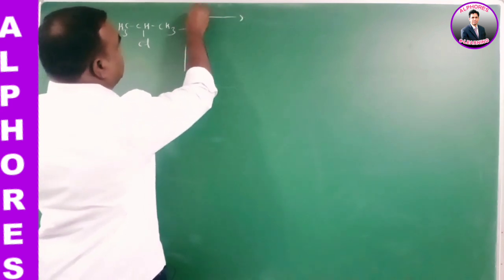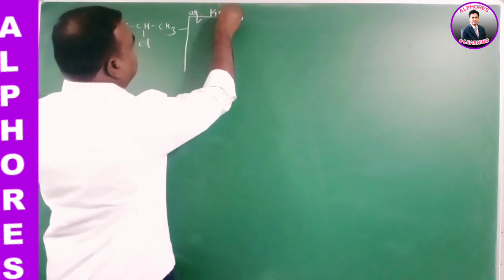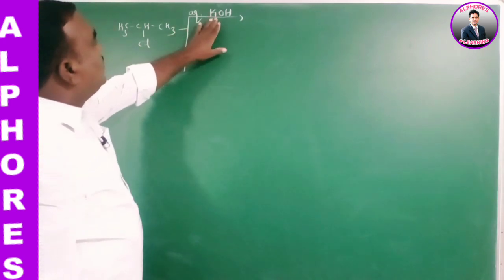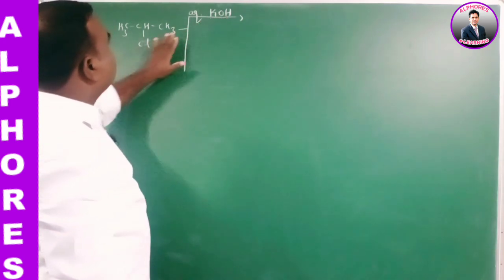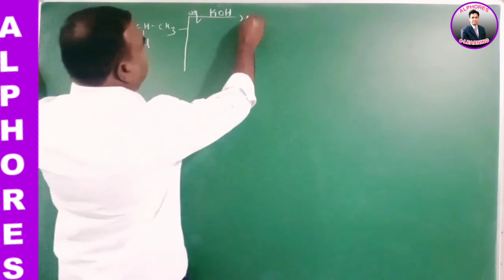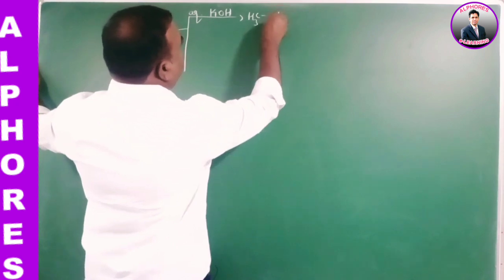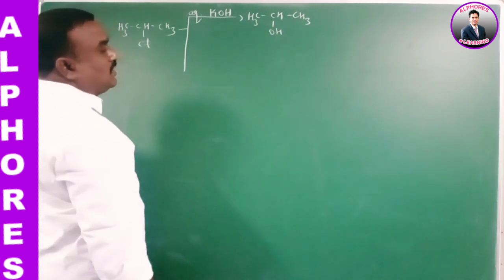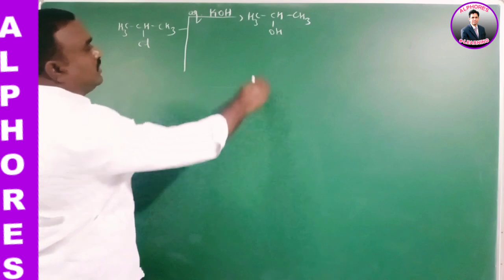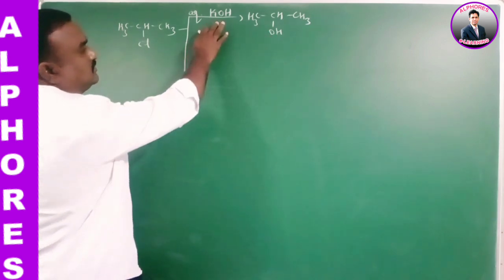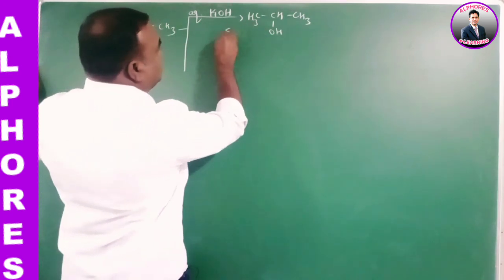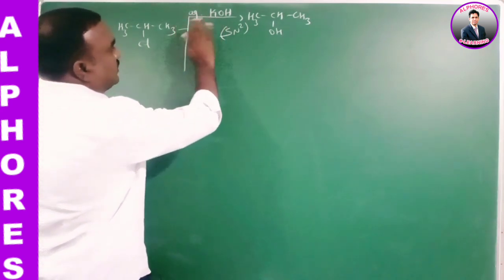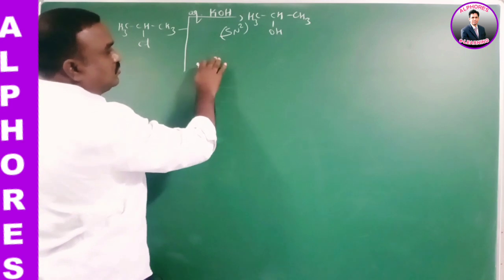For example, here KOH is given. KOH is a strong nucleophile, a strong ionic reagent. The Cl minus is substituted by OH minus. So the product is CH3, CHOH, CH3. The product is a secondary alcohol. Since a strong reagent is given, this mechanism is SN2. Based on the given reagent, we can identify whether the reaction belongs to SN2 or SN1.